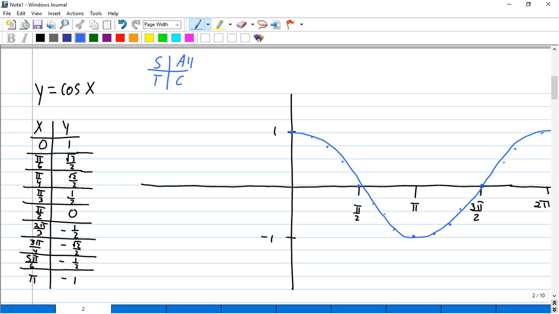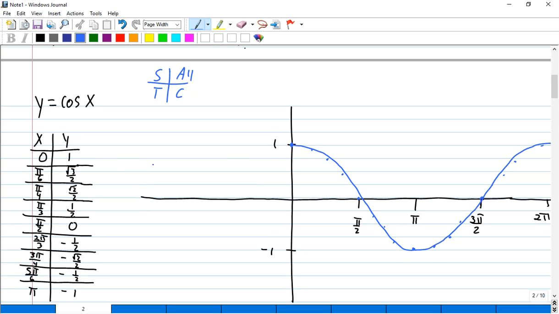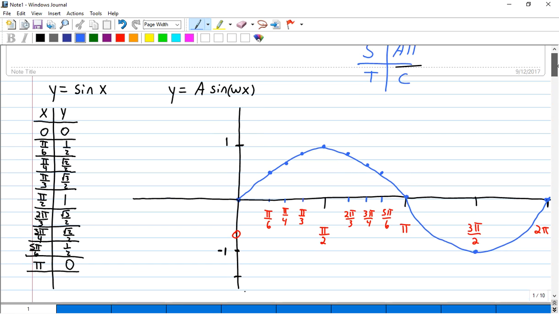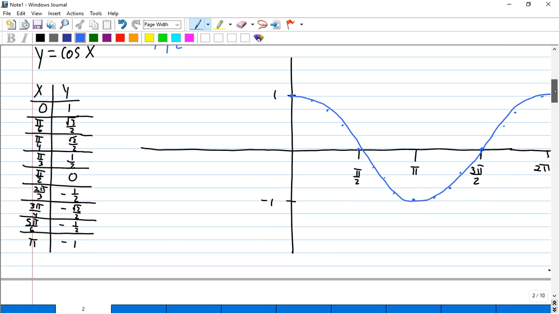So what happens if we start messing with stuff? If we start putting other things in the equation? We start changing the number in front of the trig function. We start changing the number in front of the x here. Even though we don't write it for sine or cosine, they both have a 1 in front of the trig function, and they both have a 1 in front of the x. And so that gives us the basic sine and cosine curve.